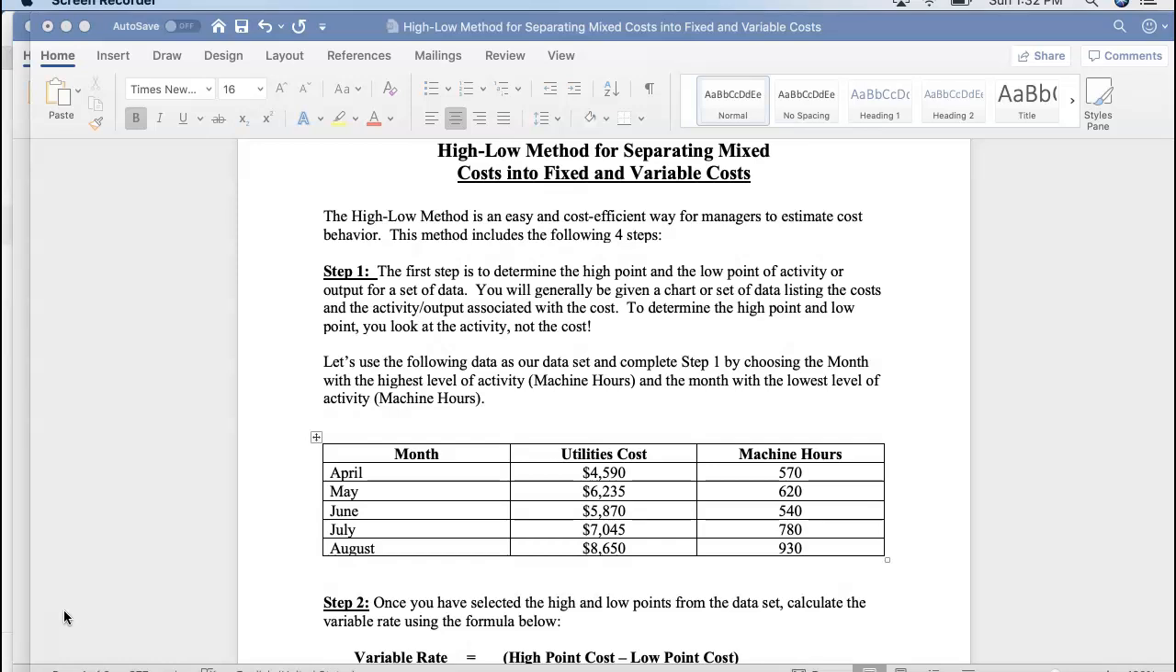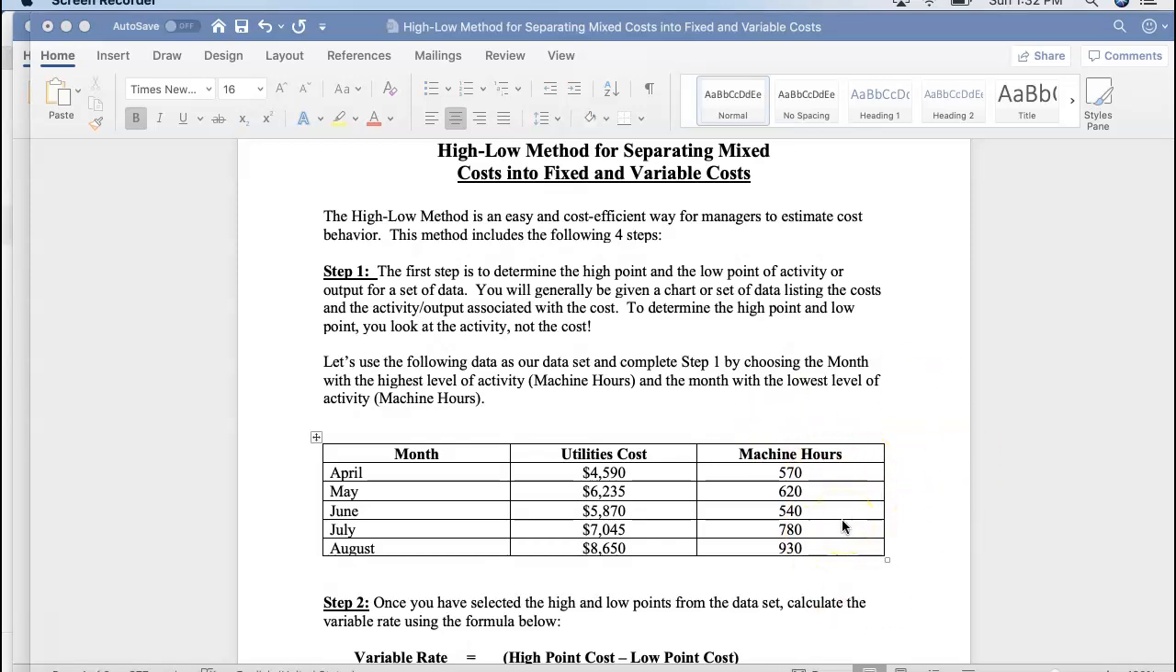So I've given you the 4 steps here, and I'm going to give you some examples, and we're going to work through that. So step 1. The first step would be to look at the given set of data, as you see in the chart here, and we're going to choose the high point activity and the low point activity. So as you see, I've given you the months of April through August. You see this column is the utilities cost, and then the last column is machine hours. And so machine hours is going to be the activity that we're going to use.